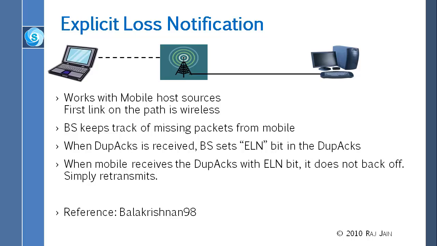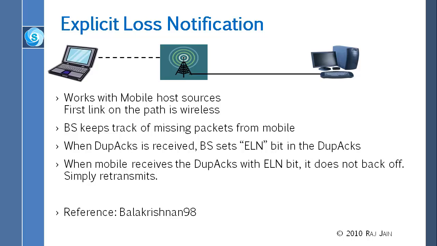So the base station keeps track of the missing packets from the mobile, and when a duplicate ACK is received, the BS sets the ELN bit in the duplicate acknowledgement, explicit loss notification. So when the mobile receives the duplicate with the ELN bit set, it does not back off, it simply retransmits. Basically, they have a new bit in the header, which is called the ELN bit, and that bit is used to distinguish between the error and the loss. The loss happens in the rest of the network. The errors happen in the first part of the network, and the first part of the network is taken care of by link level retransmissions. The rest of the things actually are taken care of here. So there's a little bit more detail that is missing on this slide.